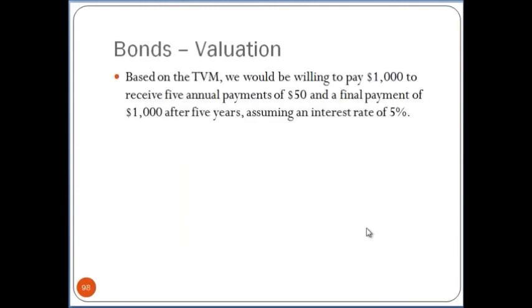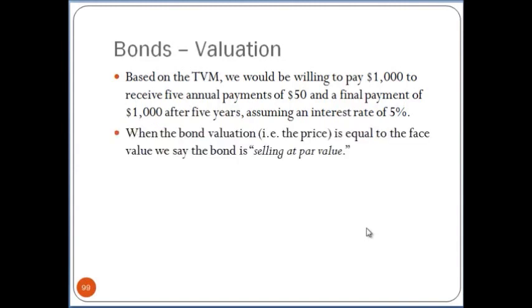So now, just to recap, based on the TVM, we'd be willing to pay $1,000 to receive 5 annual payments of $50 and a final payment of $1,000 after 5 years, assuming an interest rate, again, a discount rate, of 5%. When the bond valuation, that's the price of the bond today, is equal to the face value, we say that the bond is selling at par.